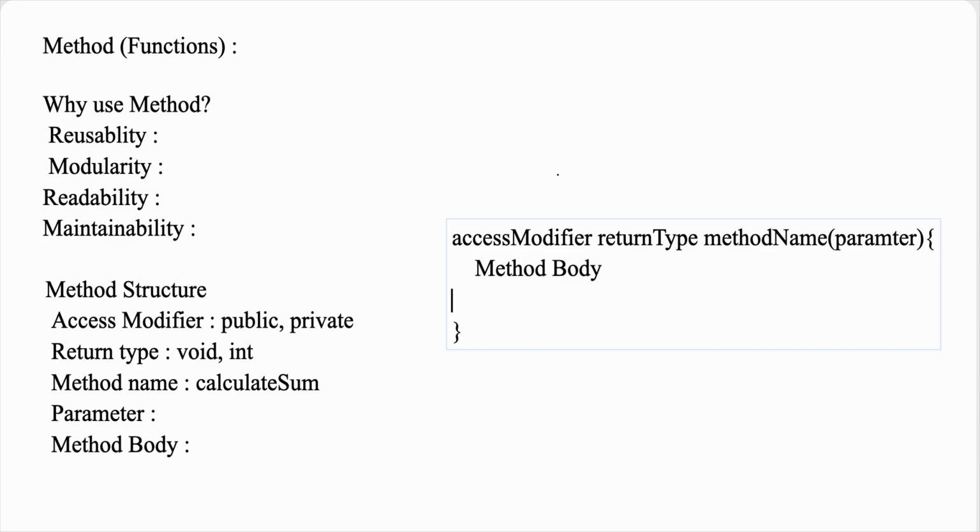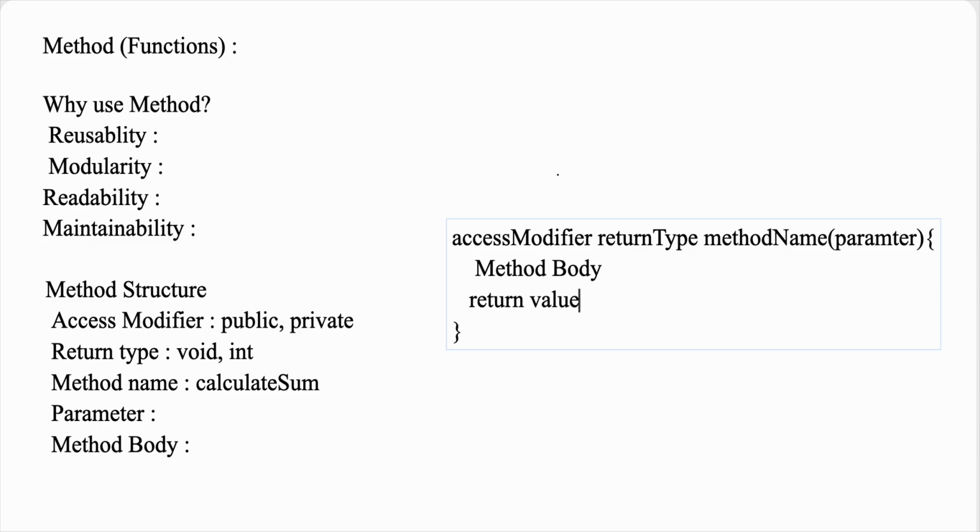body. And here in the return type, suppose we have some data type, then we have to return some value. It depends on the return type. If it is void, then no need to return any value. If it has a return type, then you have to return the value. So that is the thing regarding the method structure.